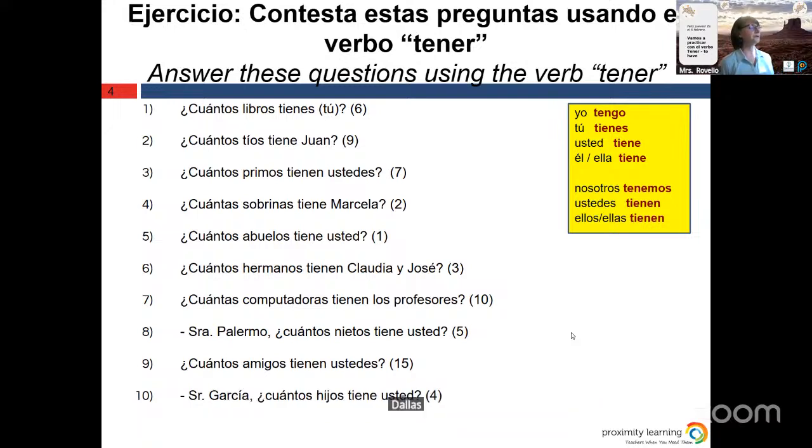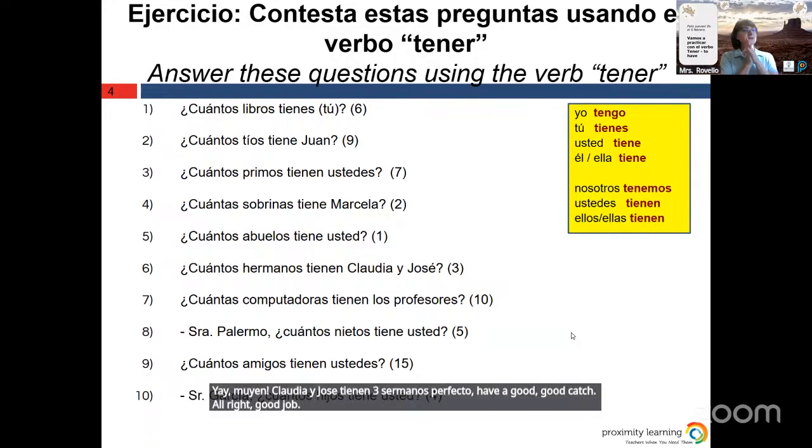Dallas, Akari, Lay, Priscilla, Nikki, you ready? Did you get it figured out, Heaven? Yeah? Okay, go ahead and unmute. Number 6, right? Okay. Claudia and Jose. Tenemos. No. Tienen tres hermanos. Yay, muy bien. Claudia y José tienen 3 hermanos. Perfecto. Heaven, good catch. All right, good job.